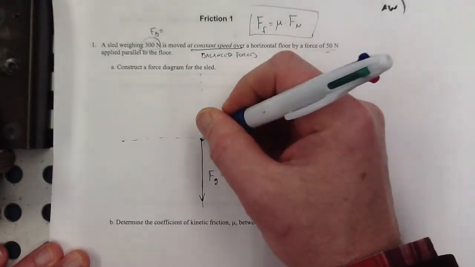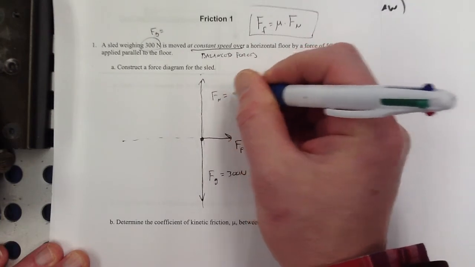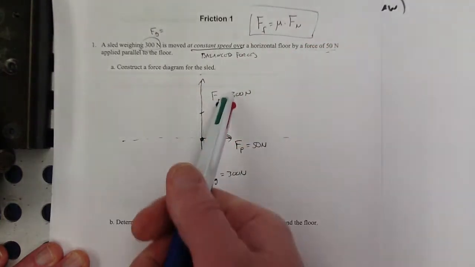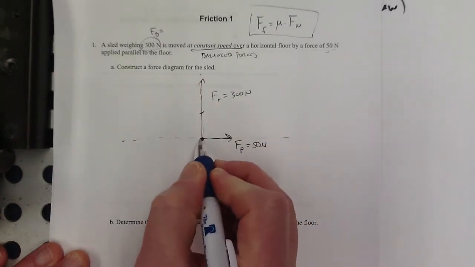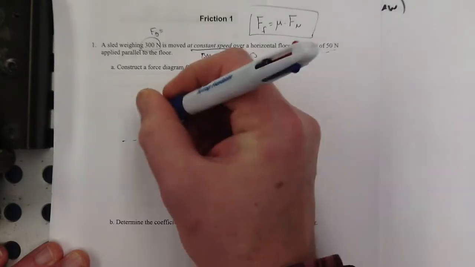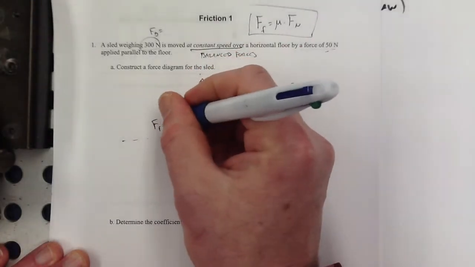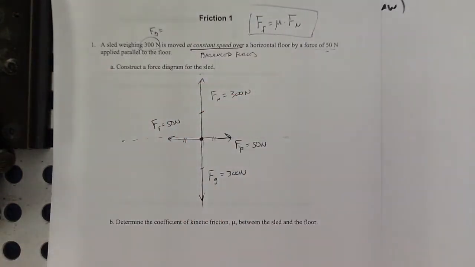So that means, of course, the support force, or normal force, as usual, will balance the gravitational force. And if it's going at a constant speed, that means the friction force must be balancing that. All right, force diagram complete.